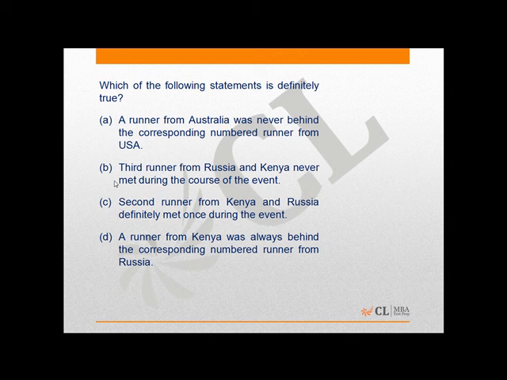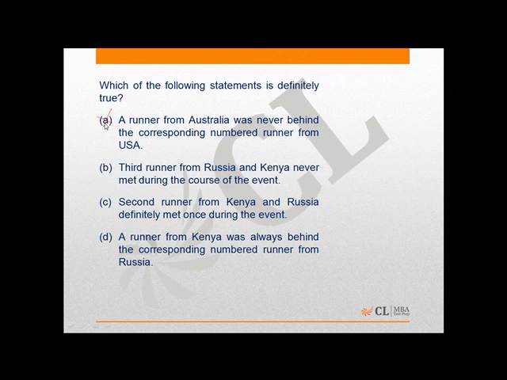Which of the following statements is definitely true? A runner from Australia was never behind the corresponding numbered runner from USA. I can easily rule out this option because USA won the tournament. That means at some point of time some runner from USA must have been ahead of some runner of Australia. So this statement is easily cancelled out.